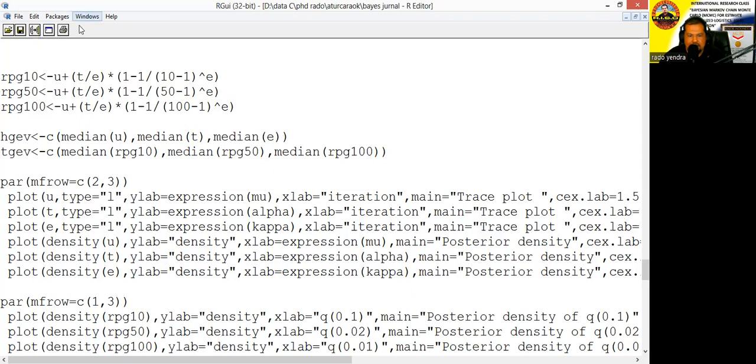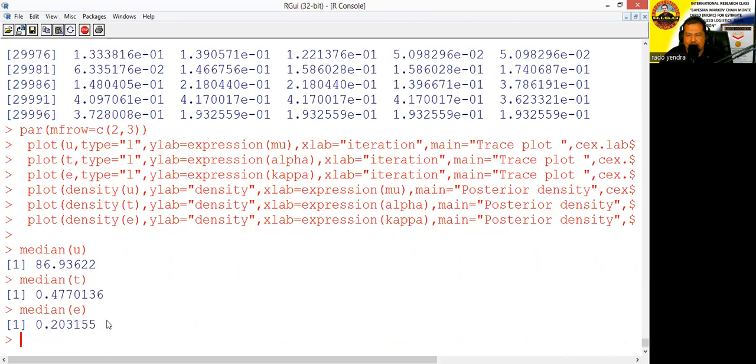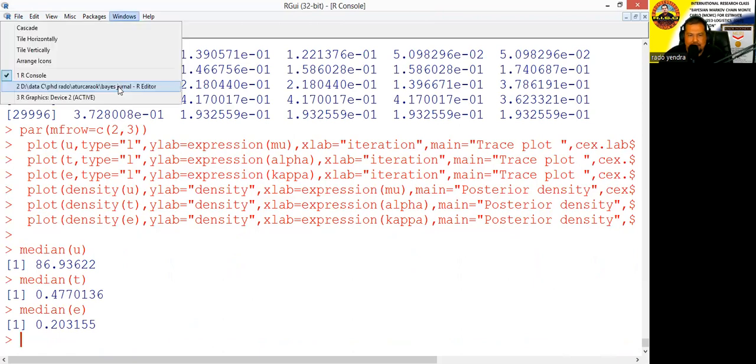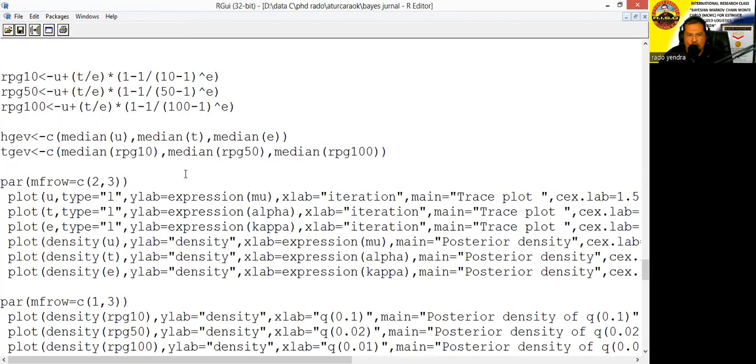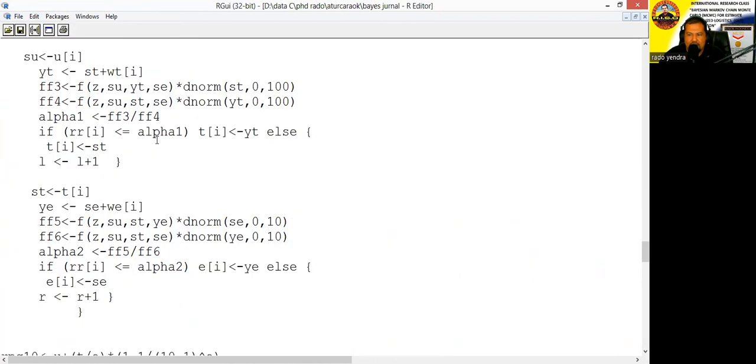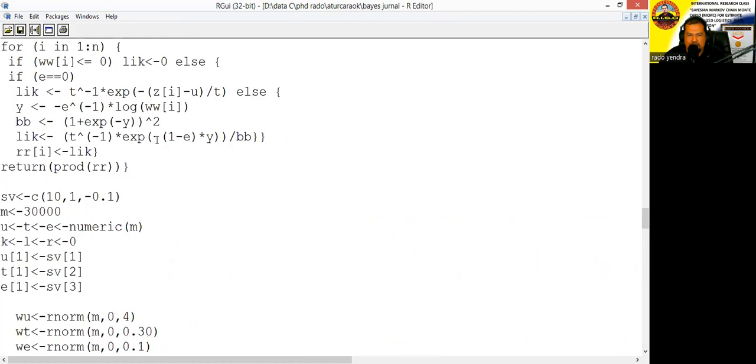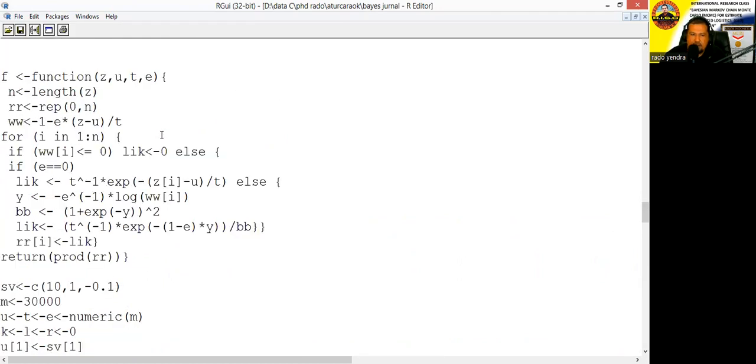Okay, we check in the console. Okay, this one is the fixed value for all the parameters in the generalized logistic. Okay, for everybody, for our students and the researchers who need the program, we try to open the program slowly. You can adopt this program. You can use this program to solve your problem, especially in estimating parameters of the generalized logistic distribution.